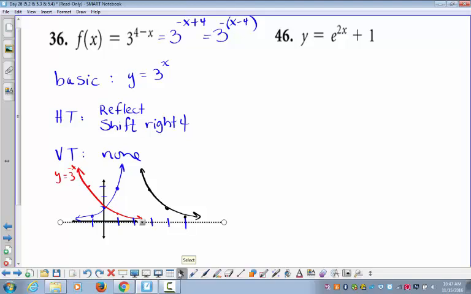All right. Good. Exponential decay, which is what we would expect, because we have that leading minus, so we can think of that as 1/3 to the x minus 4.